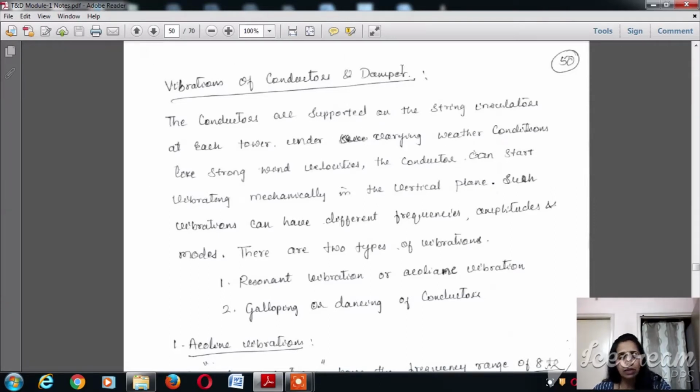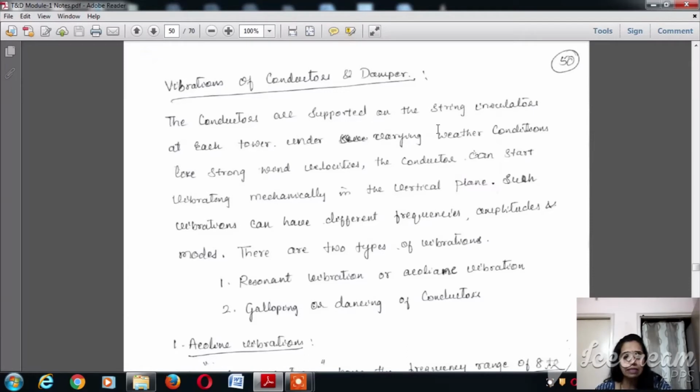The most important part of the conductors which is going to get affected are the vibrations. Now we will consider the vibrations of the conductors and how we can reduce these vibrations, which cause a lot of concern in overhead transmission lines.